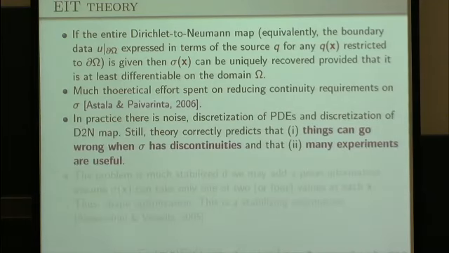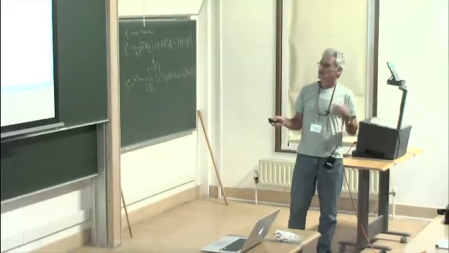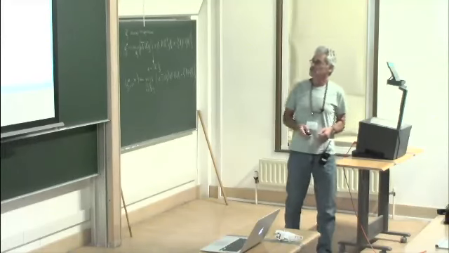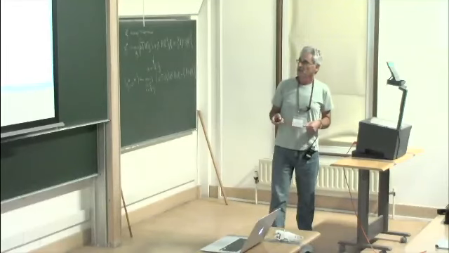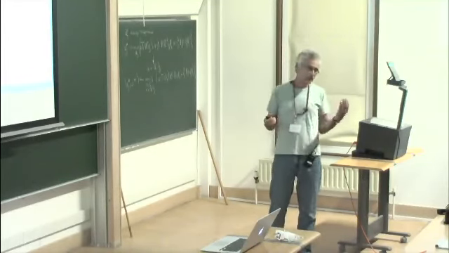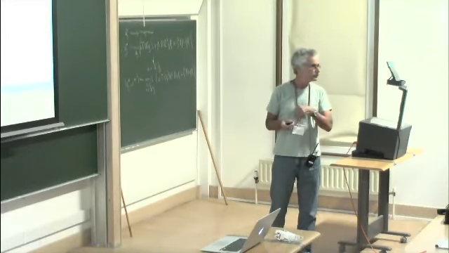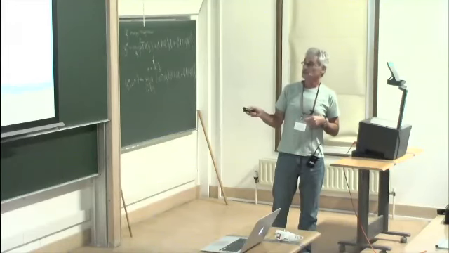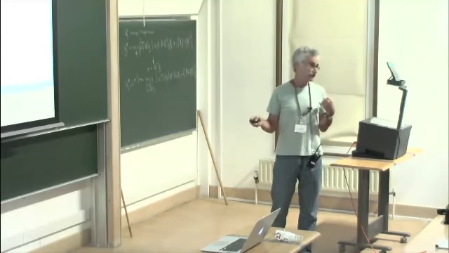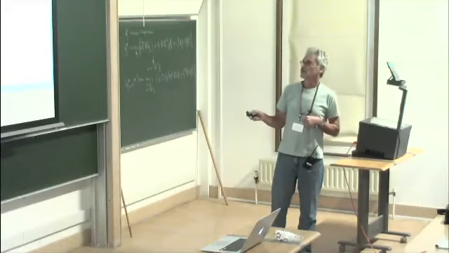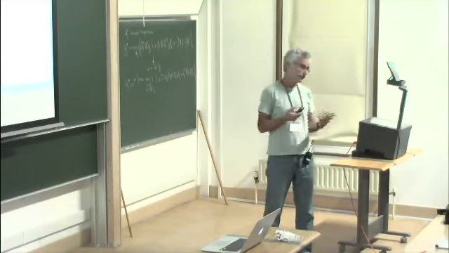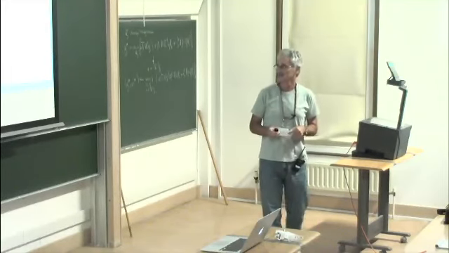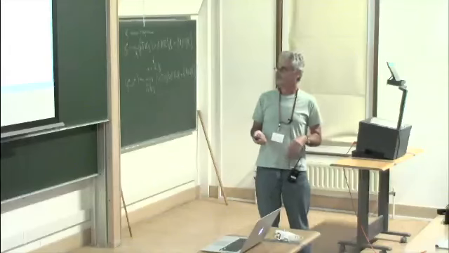The conclusions that I would like to draw from this are the following. Of course, in practice, we don't have the entire D2N map. We have noise, we have discretization of the PDEs, and so on and so forth. But still, the theory suggests there are two important things which we do observe in practice. One of them is that things can go wrong when sigma has discontinuities. Okay, and the other is that many experiments are useful. These are the important things that one draws from it.